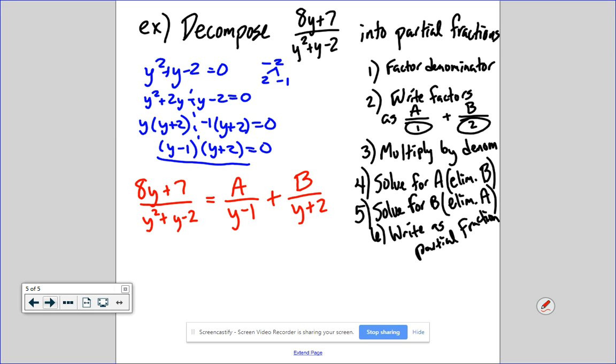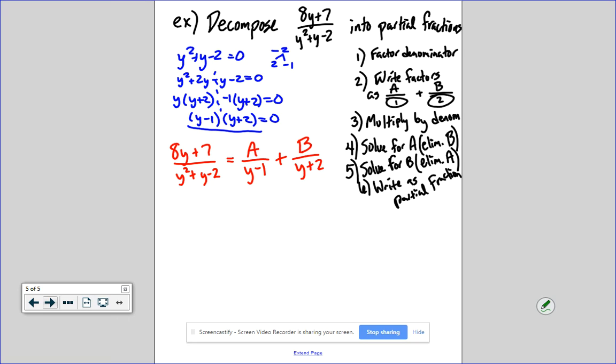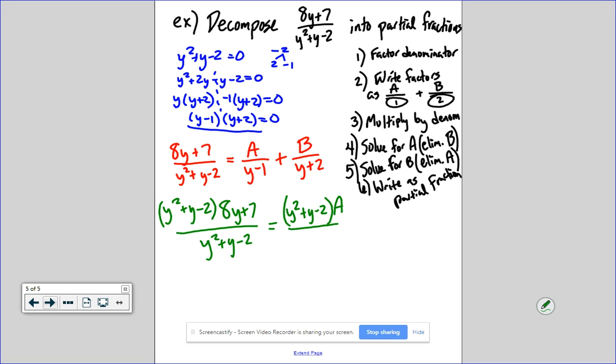Step three, multiply the whole equation by the denominator. So, if I do that, y squared plus y minus 2 times (8y + 7) over (y squared plus y minus 2), equals y squared plus y minus 2 times A over y minus 1, plus y squared plus y minus 2 times B over y plus 2.